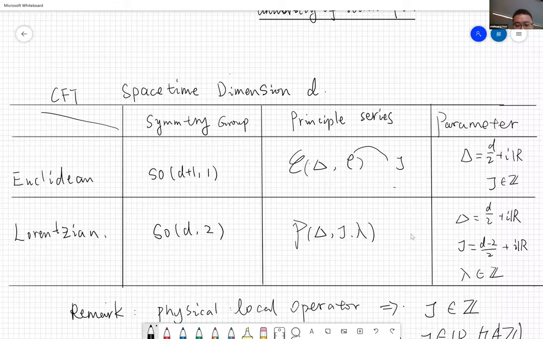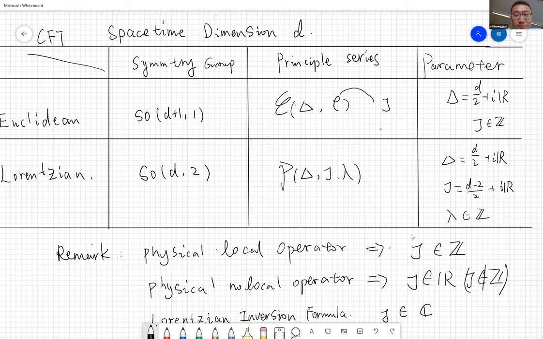The next page is about the formal way to introduce the spin. We consider the conformal field theory and the space-time dimension is D. And I list this from two lines. One is from the Euclidean picture. The other is from the Lorentzian picture. The symmetry group in the Euclidean picture is SO(D+1,1). And once we consider the unitary representations called the principal series of SO(D+1,1), we will get the parameter Δ, which is the scale dimension, and the representation ρ, which is a representation of SO(D).